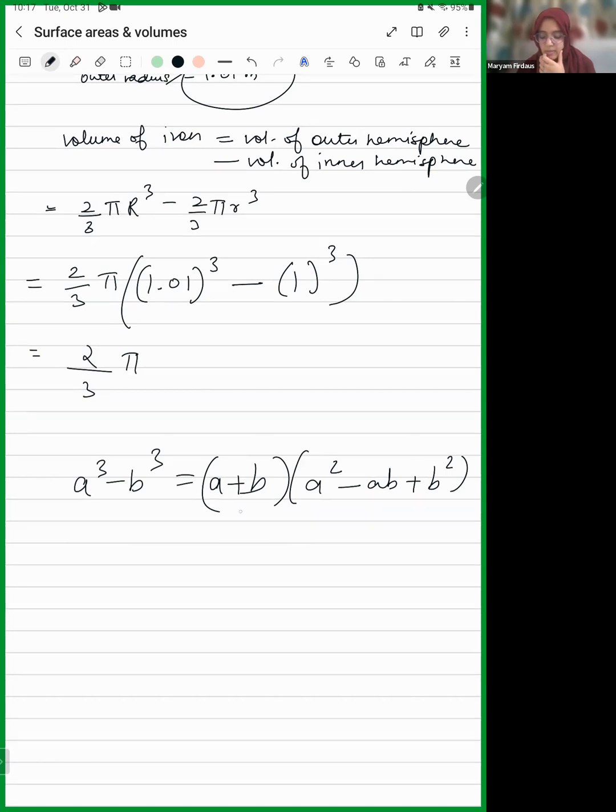Are you sure it's going to be plus AB over here? I have a feeling it should be minus AB here and plus AB here. Please check. That is what I wrote in my notebook. What have you written? You have written plus over here. Yeah, plus, and then minus. See, a cube minus b cube. Is that the one you are checking?